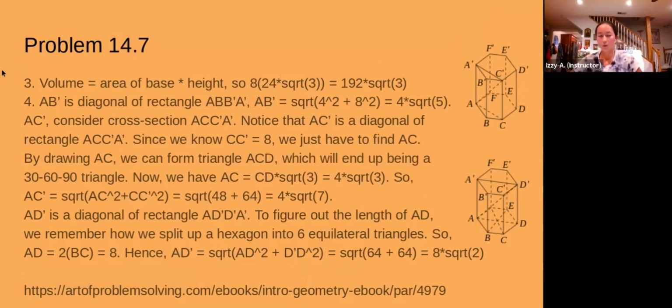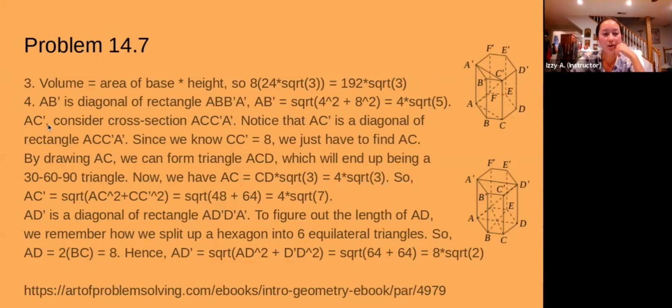For number 4, the original question was find AB', AC', and AD', and we're going to split it up into 3 different explanations. So for AB', AB' is a diagonal of rectangle ABB'A'. So AB' is equal to the square root of 4 squared plus 8 squared, which is equal to 4 times square root of 5.